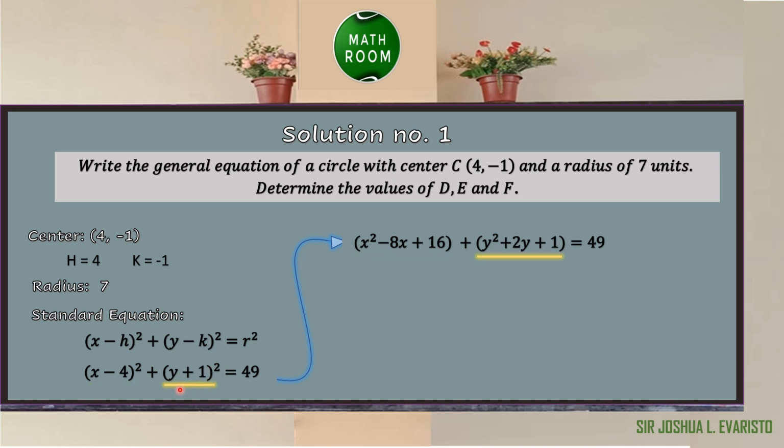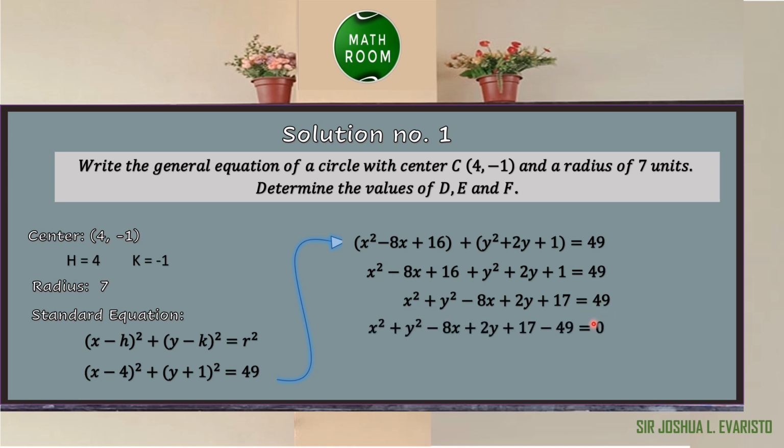Also, we expand (y plus 1) squared. So y times y is y squared. y times 1 is y, times 2 is 2y. Then 1 times 1 is 1. After that, we can now remove the parentheses. We can now arrange the terms in the given equation. Let's start with the quadratic terms, which are x squared followed by y squared. Then the linear terms, negative 8x plus 2y. Then the constant term, 16 plus 1 is equal to 17, equal to 49.